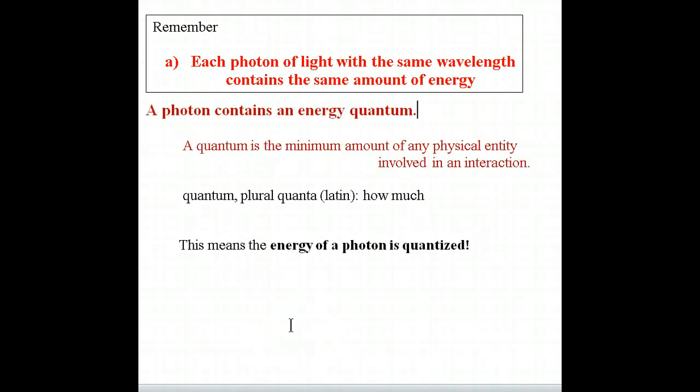A photon contains an energy quantum. That is what that means. A quantum is the minimum amount of any physical entity involved in an interaction. And quantum, plural quanta, how much? This means the energy of a photon is quantized.